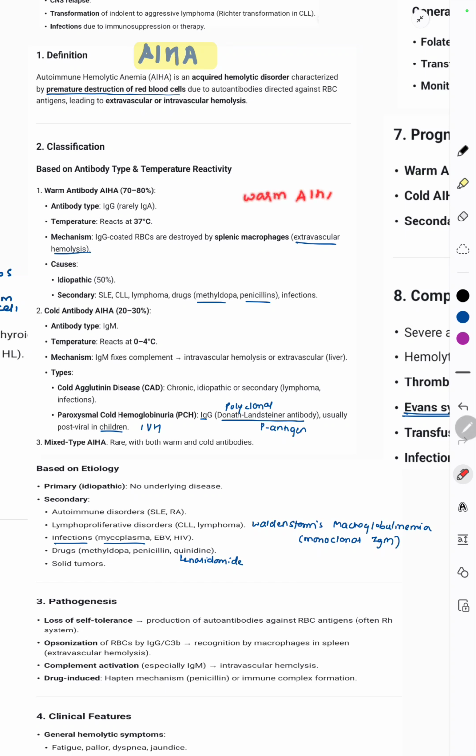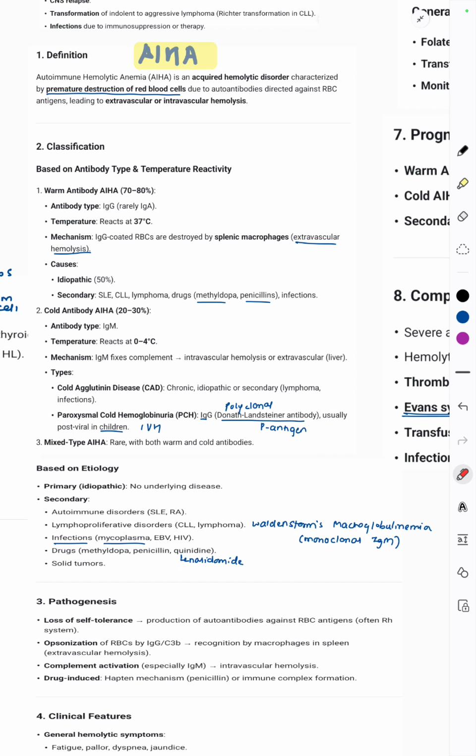In warm autoimmune hemolytic anemia, the antibody type is IgG, and the agglutination happens at 37 degrees Celsius. The mechanism is that these IgG-coated RBCs are destroyed by the splenic macrophages, and that will lead to extravascular hemolysis. Causes are idiopathic, and in secondary the causes are SLE, CLL, and drugs like methyldopa and penicillamine. Cold antibody AIHA has two diseases, cold agglutinin disease and paroxysmal cold hemoglobinuria.